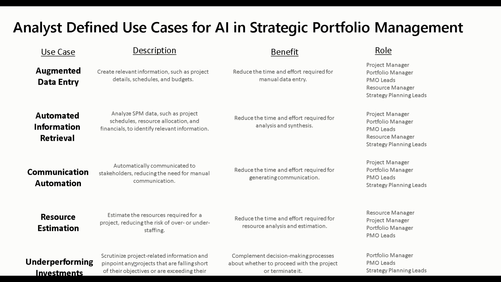On the left, we have a short description of what they mean, the benefit that we anticipate obtaining from executing the use case, and then the roles. Right now, the majority of the work that we've done is around augmented data entry and automated information retrieval. It's probably the more common use case to support, and you'll see that we focus a lot on the project manager, but the portfolio manager, as you'll see, will also benefit significantly from the first two, augmented data entry and automated information retrieval.